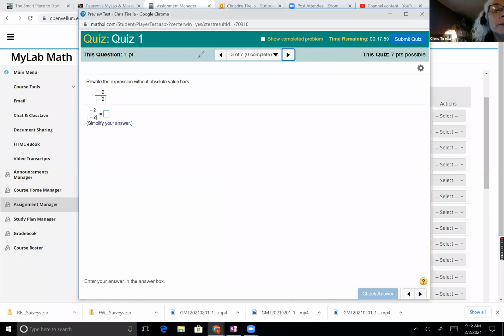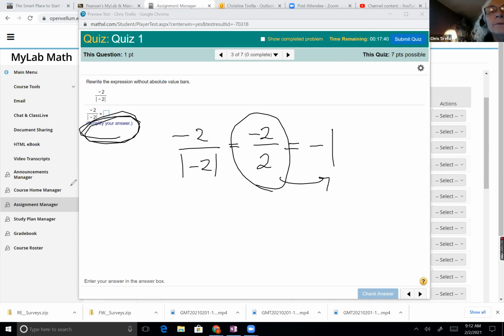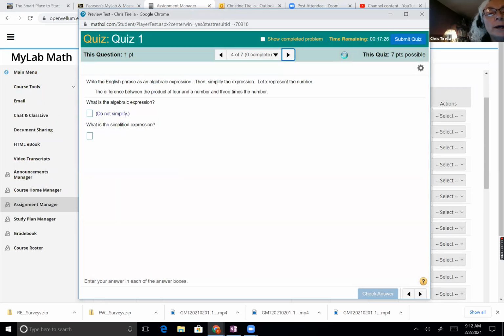Here again is an absolute value. We have -2 over the absolute value of -2. Well, the absolute value of -2 is +2, and so this quotient would be -1. There were a bunch of people who stopped here. Simplify, simplify, simplify. All right, if you stopped here, you got partial credit. But there were also a few people who forgot to take the absolute value. Be careful.